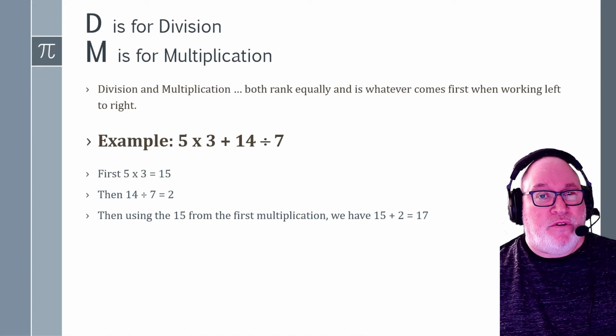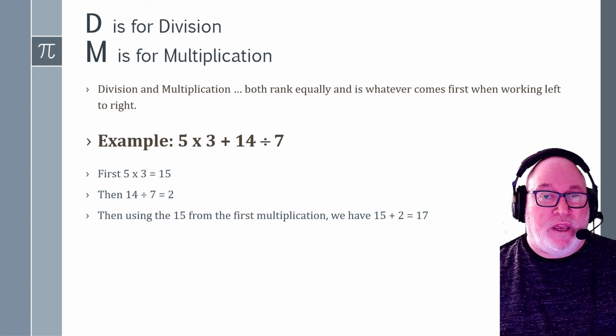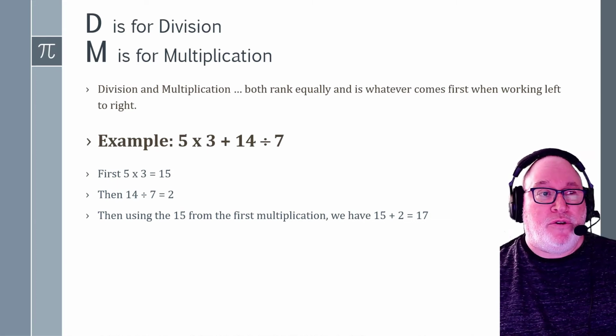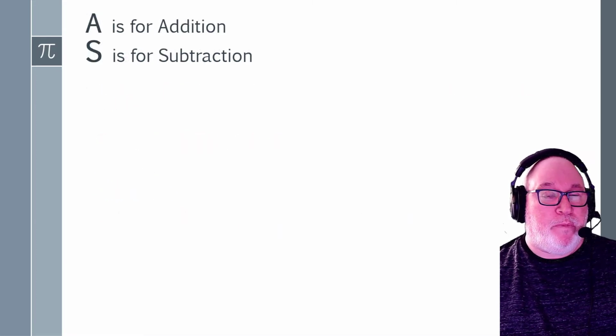Then, using what we've already got, the 15 plus the 2. The 15 is the result of 5 times 3, and the 2 is the result of 14 divided by 7. So we add the two of those together because it's addition in the middle there. Addition comes after division and multiplication. And here we have 15 plus 2 equals 17.